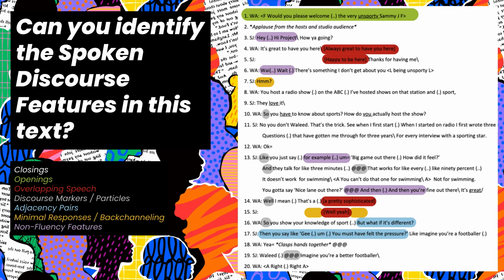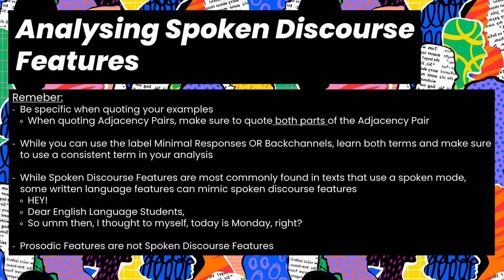But if we jump down to line 13, we've got "like you just say, pause," a non-fluency feature, which we could absolutely discuss. For example, "longer pause, big game out there." We could talk about the "for example" here as a hedge. We could talk about it as a voiced hesitation. We could also talk about this as a pause filler, because it's allowing Sammy J to here figure out what he is going to say next. It's buying that thinking time for him. So we've got that non-fluency feature there, okay?